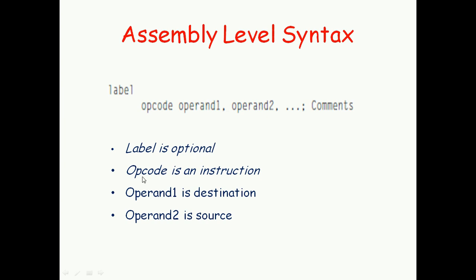Here the opcode is an instruction which tells the software to perform one particular operation, like mov, mul, add. These are examples of opcodes. Operand 1 always refers to the destination address, remember, and operand 2 refers to the source address.